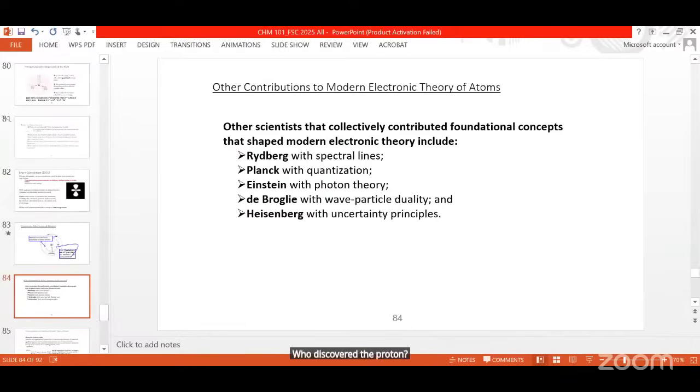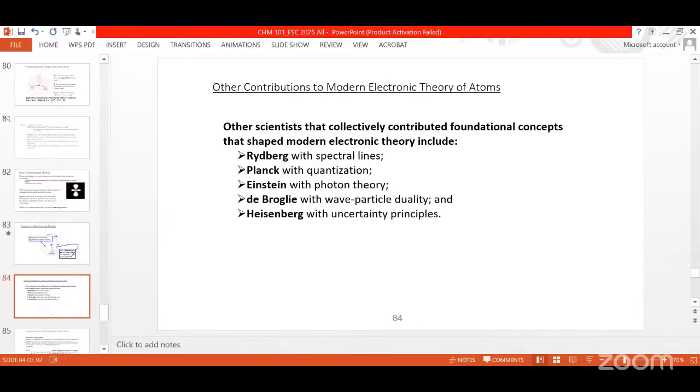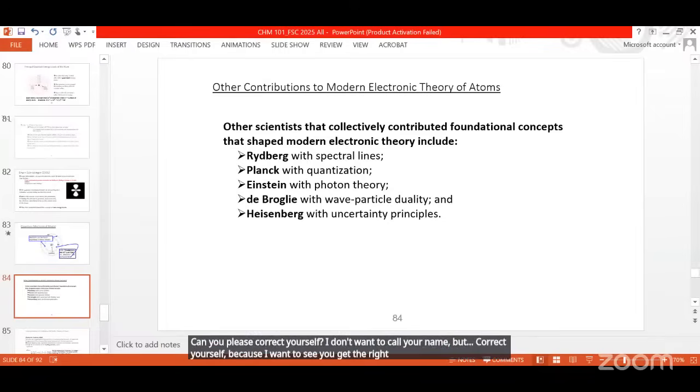And good, correct. Not energy, I think it's a typo error. Who is telling me J.J. Thompson now? Can you please correct yourself? I don't want to call your name, but correct yourself because I want to see you get the right thing, then before I will go.